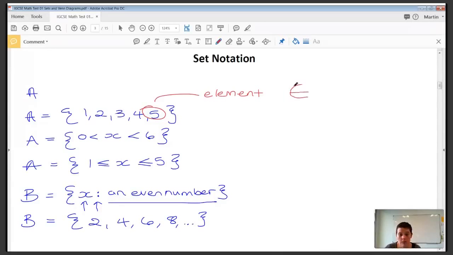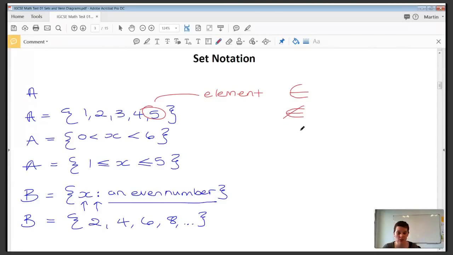Because element is such an important word and we use it a lot, it has its notation. It's an E, but it's rather like a C with a line in the middle. Okay, so if something is an element, you can also have something else that isn't an element. So 1, 2, 3, 4, and 5 are elements of our set, but 7, 8, and 9 are not elements. So if we want to say that it's not an element, we take our element symbol and we cross it out. So it's all very straightforward.